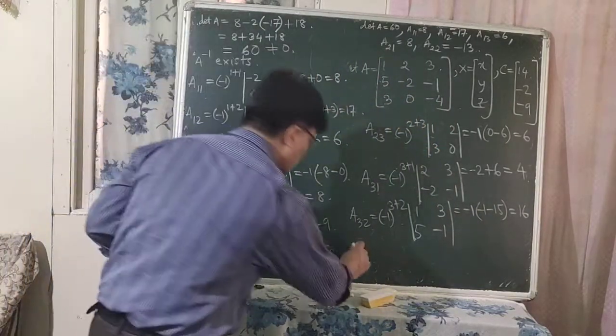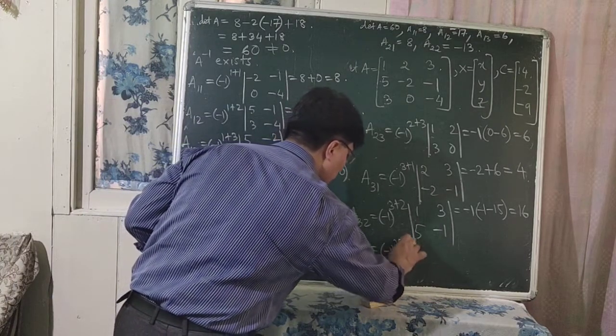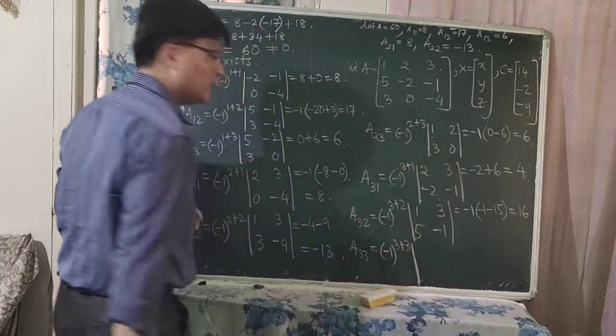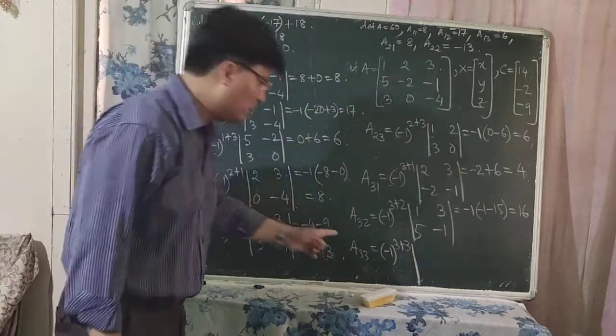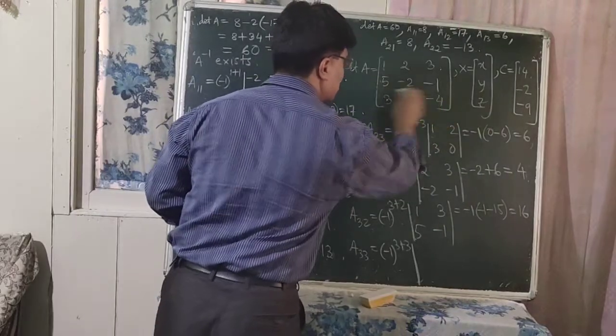Okay? Now we have to find out A33, which is equal to minus 1 whole to the power 3 plus 3. Now we have to find out the cofactor of the element belonging to the third row and third column. Third row and third column means minus 4.